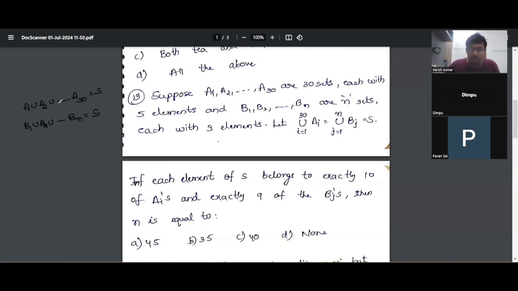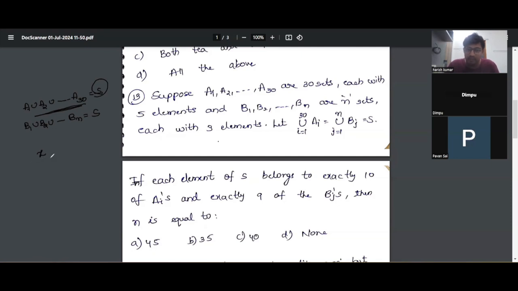So first of all, what we will be trying to do is find how many elements we are writing here in A1 union A2 union so on A30, separately. Let's assume that capital S has X elements. How many elements are there? X elements are there.